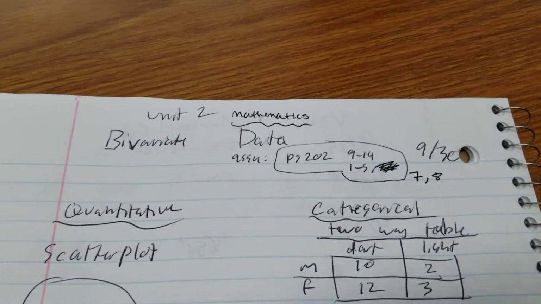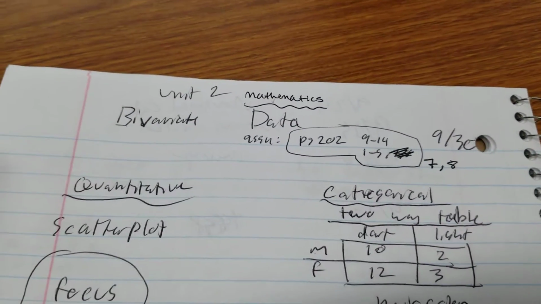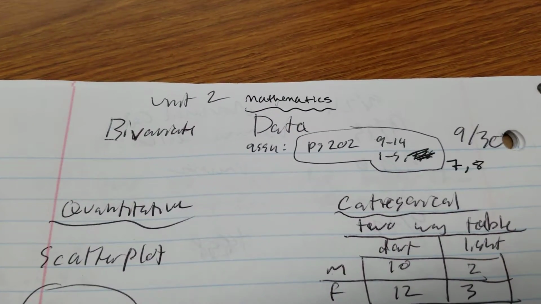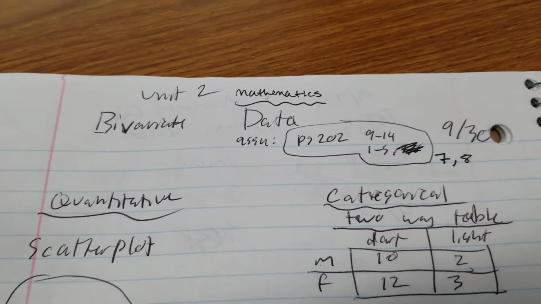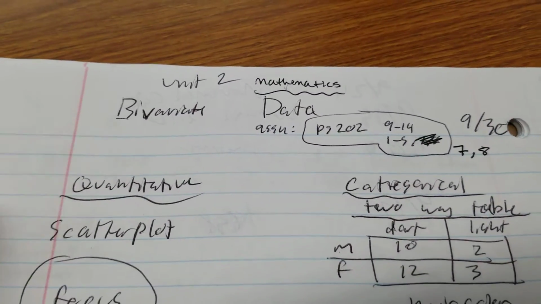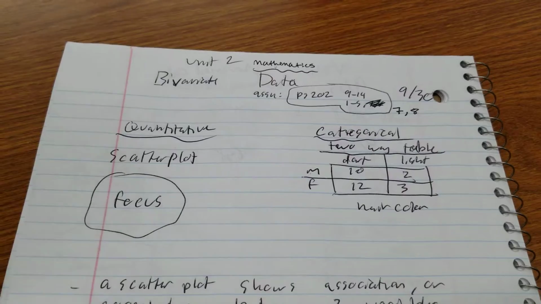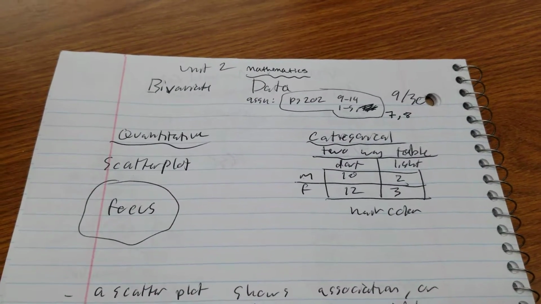So the assignment is right there. We're talking about bivariate data, which is Unit 2. Unit 1 was univariate data. So one variable, two variable, bivariate's two, like bicycle. There are two ways you can display bivariate data.